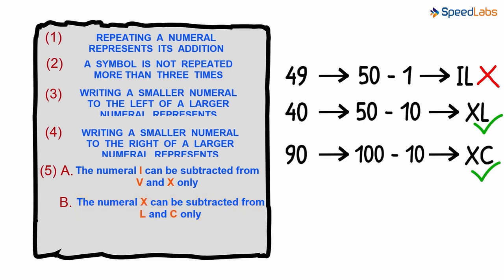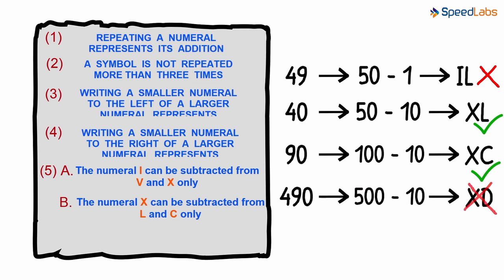But wait, where exactly is the restriction then? If we observe the rule carefully, then we can notice that subtracting the numeral 10 from the larger numerals like 50 and 100 is allowed. But subtracting from the numeral 500 is not allowed. Hence, writing the numeral 490 becomes a bit challenging. It cannot be written as follows. Again, we get to know what is not allowed to be written as per the rule.